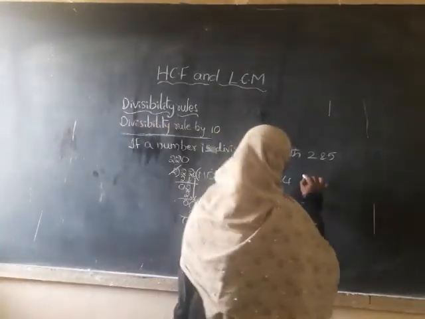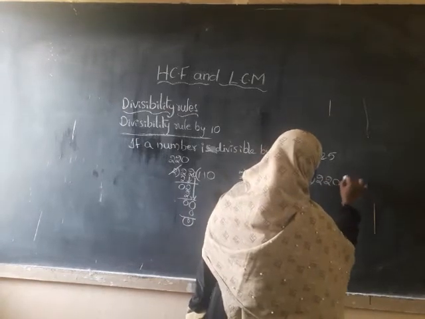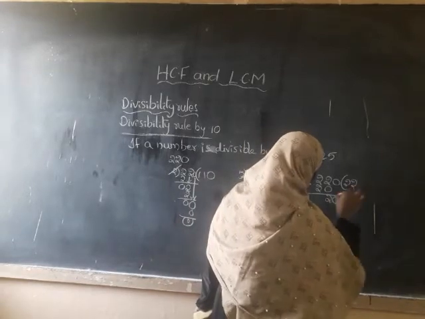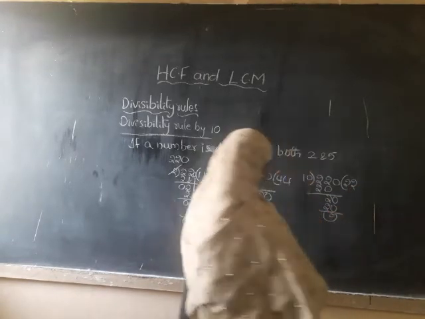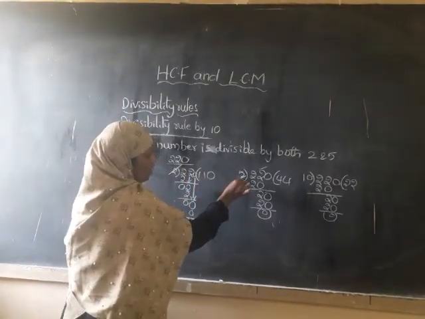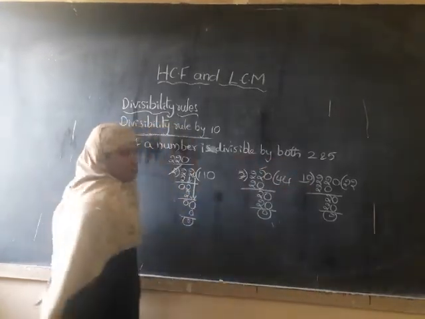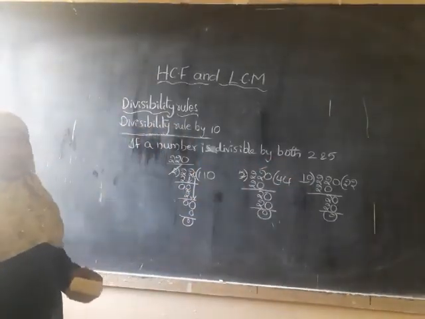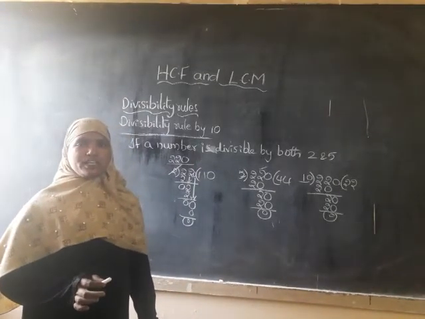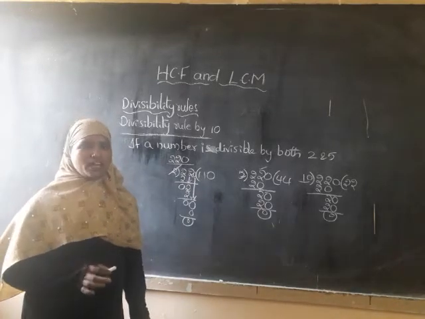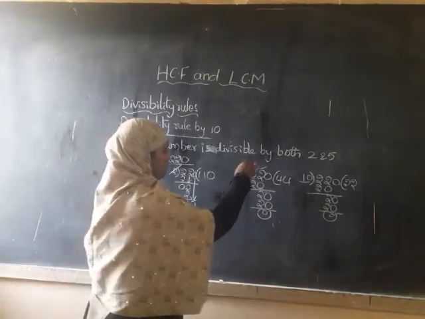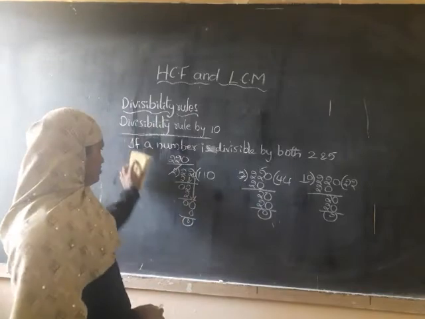Now 10: 10 twos 20. Again 10 twos 20. Yes, from this we can say that if a number is divisible by both 2 and 5, obviously it is divisible by 10. This is one more point about the divisibility rule by 10. The divisibility rule by 10 is that in the ones place there should be 0. And one more point is if a number is divisible by both 2 and 5, then that number is also divisible by 10.